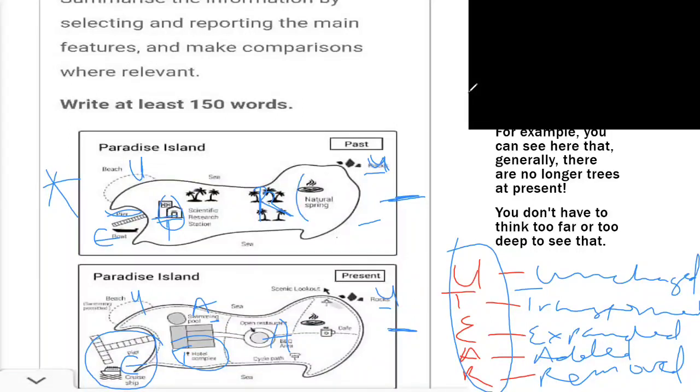The natural spring here. Can I still see the natural spring here? It is no longer here. So the natural spring has been removed. You can put an R on it. Then the cafe and the scenic lookout, they look like an addition to me as well. So you can put an A on this. By the time you do that bit of exercise, it will take you less than a minute to do all these. So you just put R, U, T, E, A and you just scatter it like that.